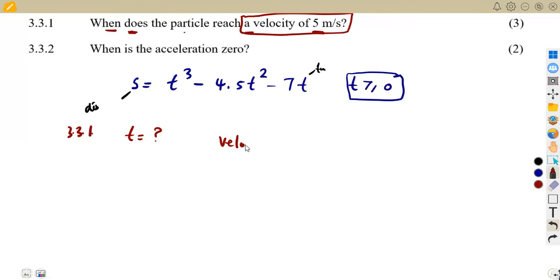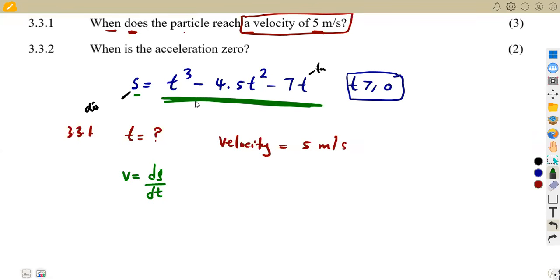Given that the velocity at that moment is equal to 5 meters per second, how are you going to calculate the time? Remember what I said, guys. The relationship between displacement and velocity is that velocity is equal to ds dt, which is the first derivative. So by just differentiating this part here, we are obtaining an expression for velocity.